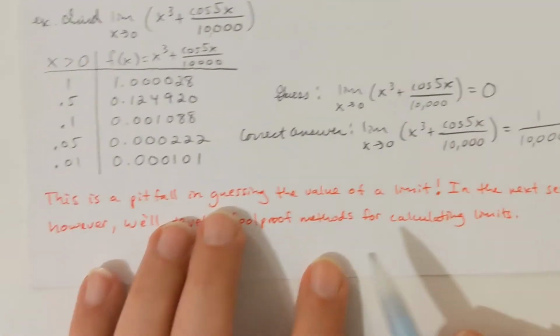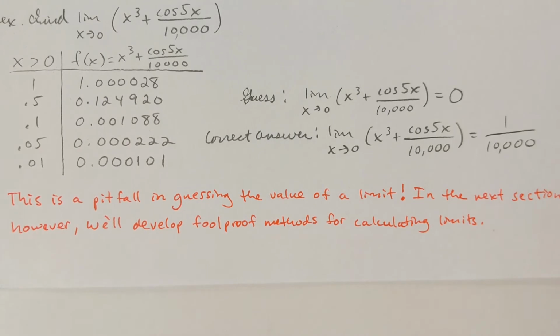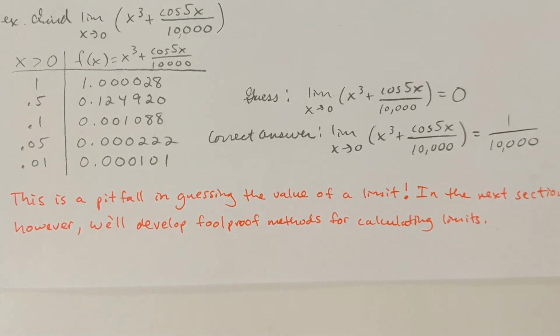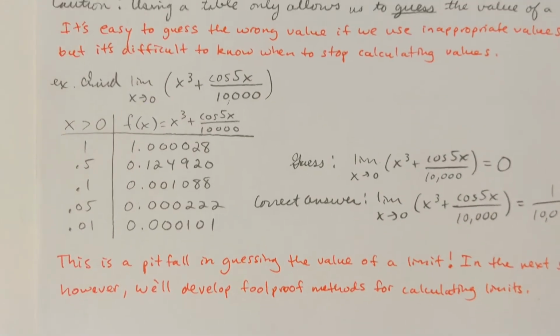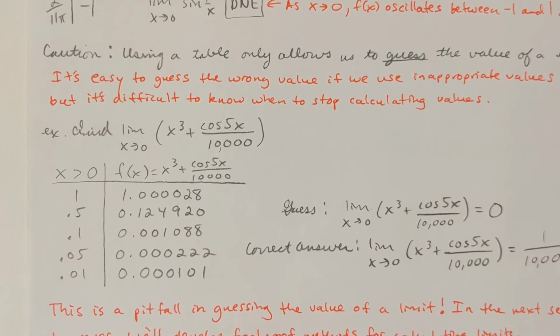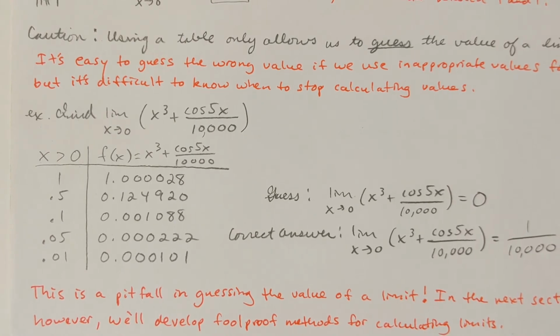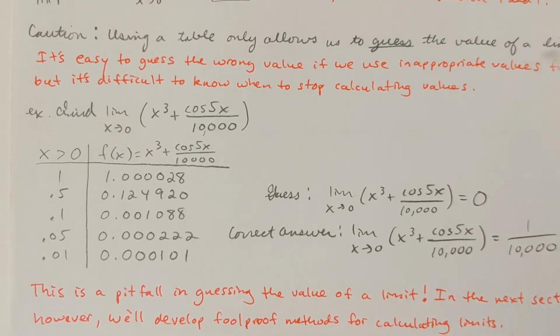Okay, now in the next section, we're going to develop foolproof methods for calculating limits. Like we don't want to guess our answer. We want to know for sure what the answer is. Okay, it's easy to guess wrong. So something to be really careful about. And as I mentioned earlier, a table is really a poor option for working with limits because it is so easy to guess wrong. Okay, now the only reason why I'm using tables at the moment is just to introduce the idea of a limit, but ultimately we want to break away from that habit there.